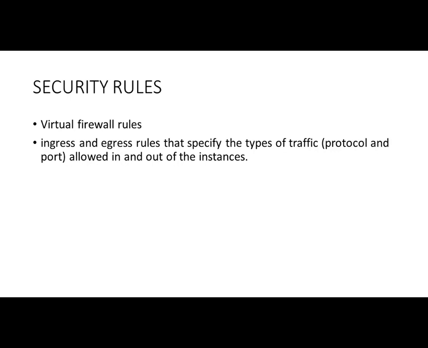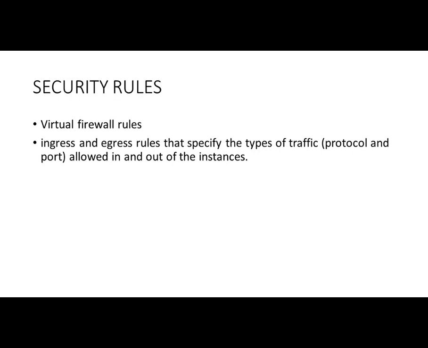Security rules are virtual firewall rules for your VCN. These are ingress or egress rules that specify the types of traffic, protocol, and ports allowed in and out of the instances. You can choose whether a given rule is stateful or stateless. You can allow incoming SSH traffic from anywhere to a set of instances by setting up a stateful ingress rule with source CIDR block 0.0.0.0/0 and destination port TCP port 22. All these we will go through in detail, component by component.